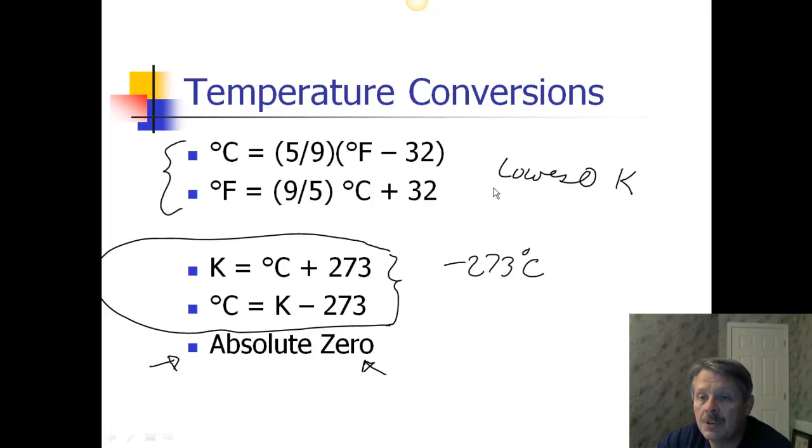So the lowest Kelvin temperature is 0. You may never, ever have a negative Kelvin temperature. If you ever get one, you did something wrong. Okay? So, that's kind of a hint. Big hint.